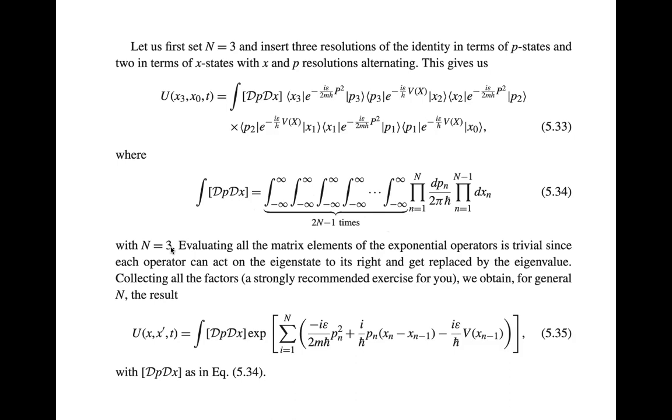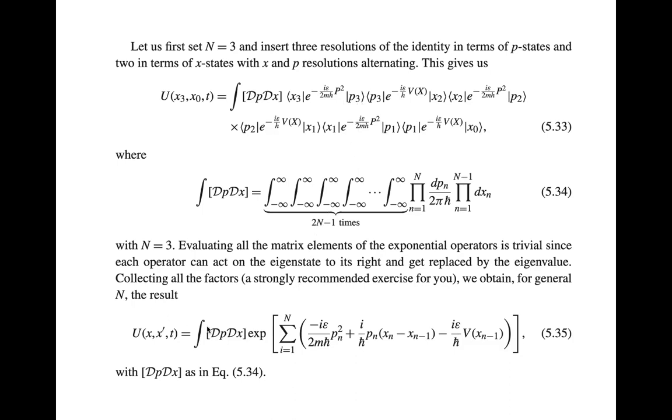So when N equals 3, evaluating all matrix elements of the exponential operator is trivial, since each operator can act on the eigenstate to its right and get replaced by its eigenvalue. This just becomes a c-number. You can choose whether they act on the left or the right. Just choose the right eigenstate. So this acts on the right, this acts on the right, you can pull it out, and it becomes a c-number.